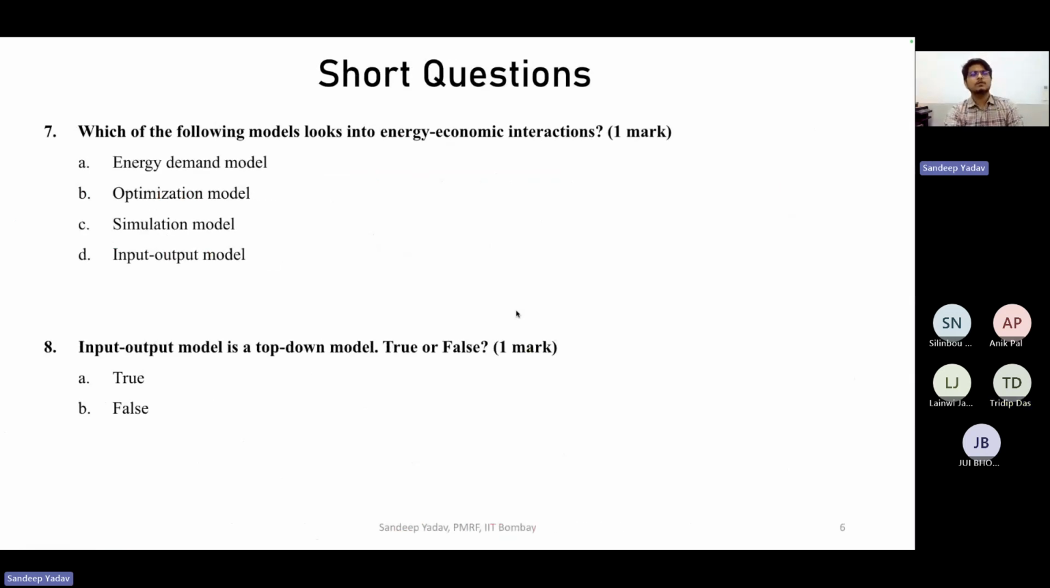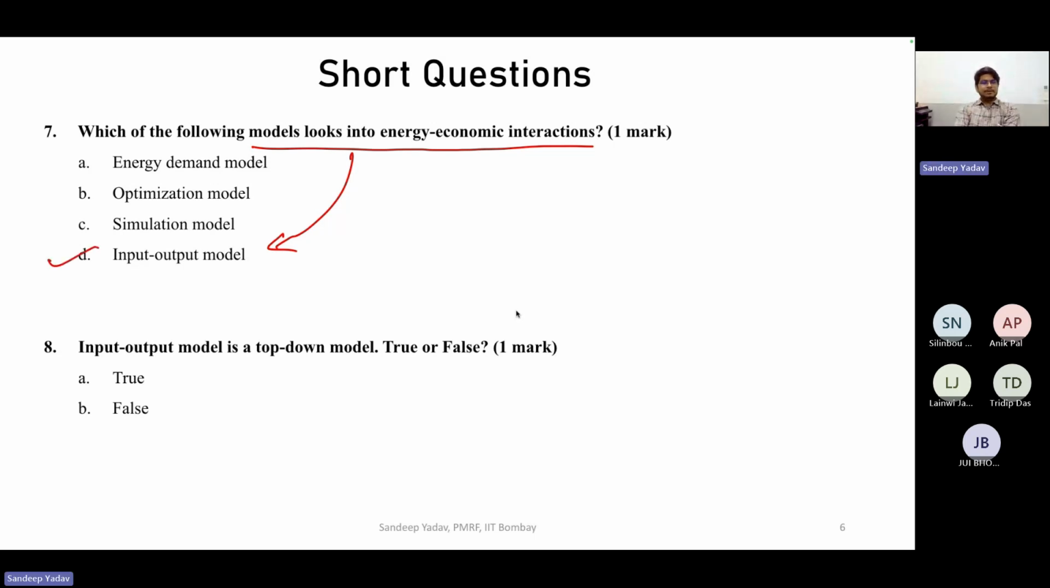Okay, moving ahead. Which of the following models looks into energy economics interaction? First is energy demand model, second is optimization model, third is simulation model, or input output model. Anybody wants to try this question? That's a very basic one. The model that looks into the energy economic interaction is the input output model. So option D will be correct.